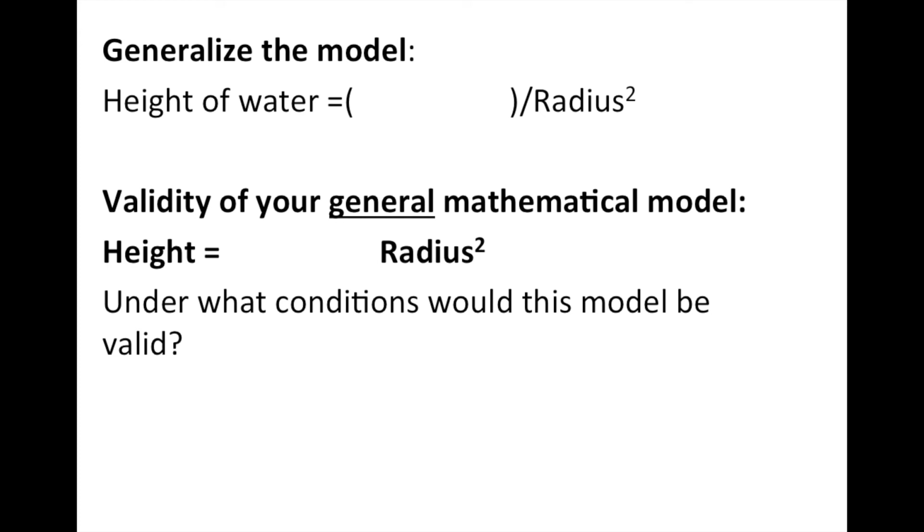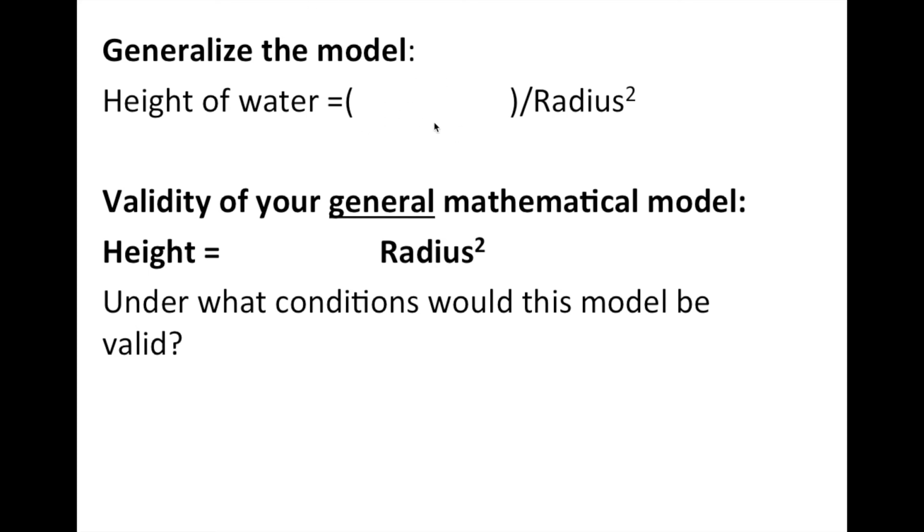So to generalize the model, we replace the constant, which was a number, with units, and we're going to replace that by another variable, or a variable with another value that doesn't depend on your volume. So we found that the constant was equal to volume divided by pi. And so that's what goes here.